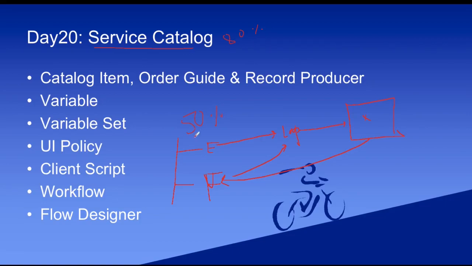Let's understand one more time. There are two types of users: the end user and the fulfiller user. The end user needs something, for example a laptop, mobile, tablet, or maybe any software access, like a license key for Windows 10 or 12. They go to this particular form, fill up all this information and submit it. Once the form is submitted, this ticket will be delivered to the fulfiller.